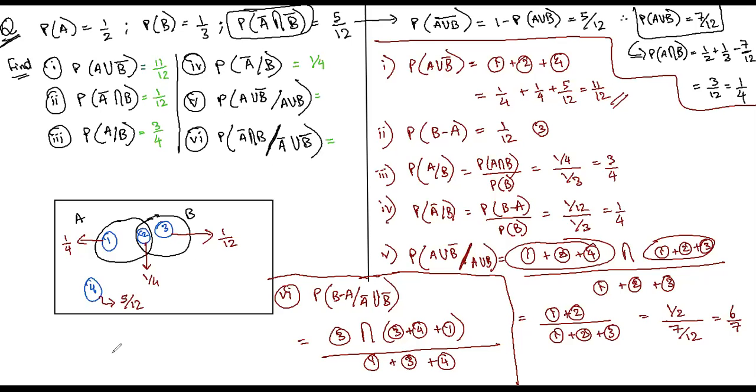So therefore the answer will be region 3 over region 1 plus region 3 plus region 4. Region 3 has a probability of 1 by 12, region 1 is 1 by 4, which means 3 by 12, and region 4 is 5 by 12. So the denominator is 1 plus 3 plus 5. What is 1 plus 3 plus 5? 9. So the answer is 1 by 9.